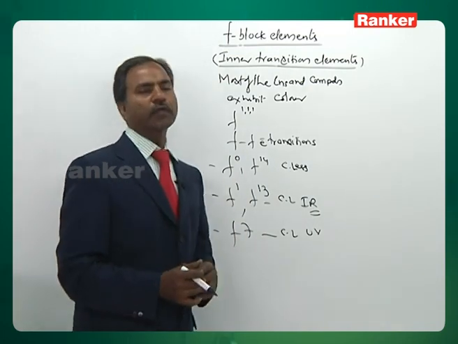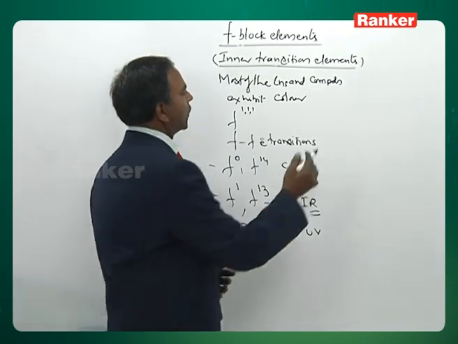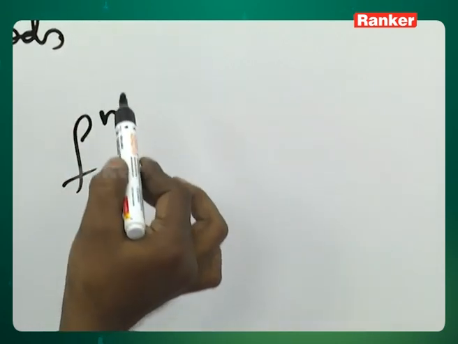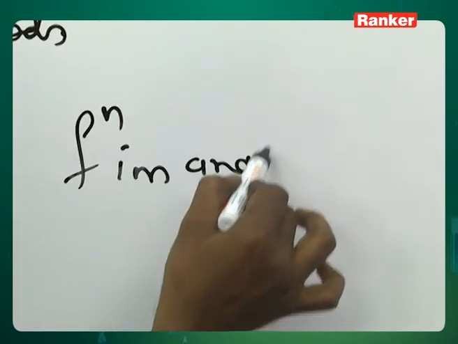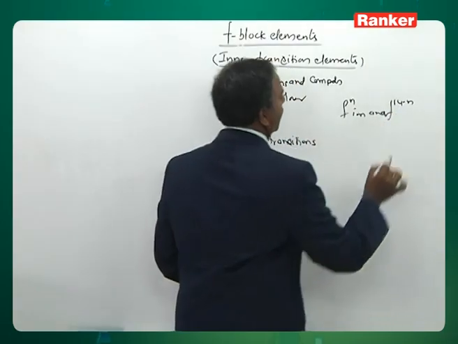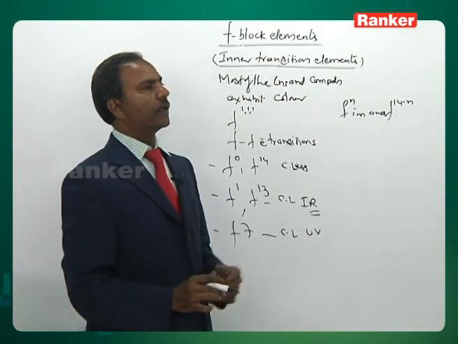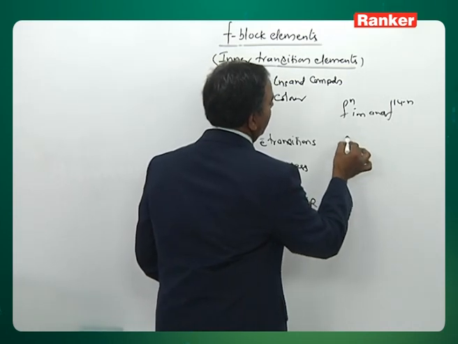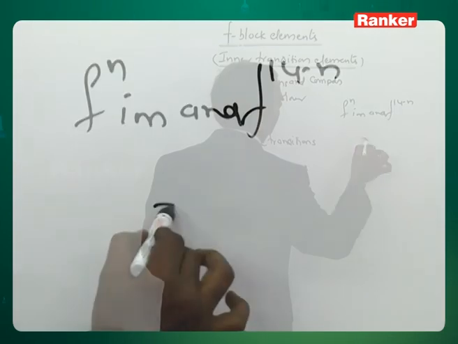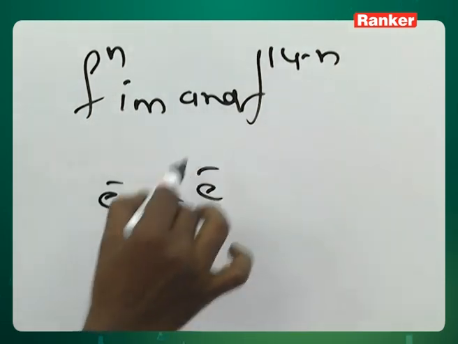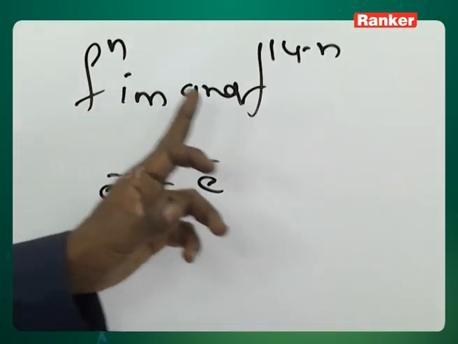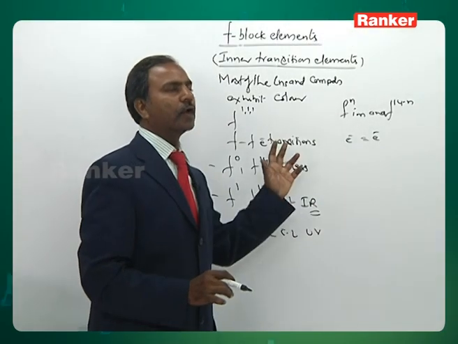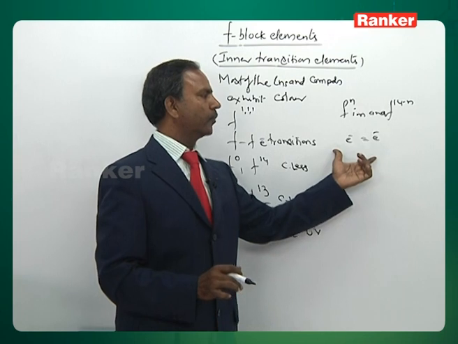Next, in the case of lanthanides, the fn ions and f14-n ions: consider the lanthanide ions which are carrying the same number of unpaired electrons. The pairs of lanthanide ions carrying the same number of unpaired electrons are found to have more or less the same color.